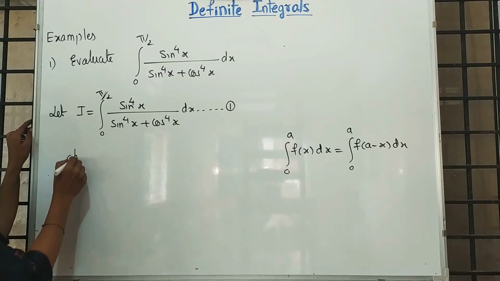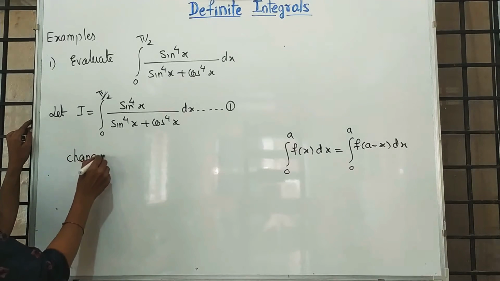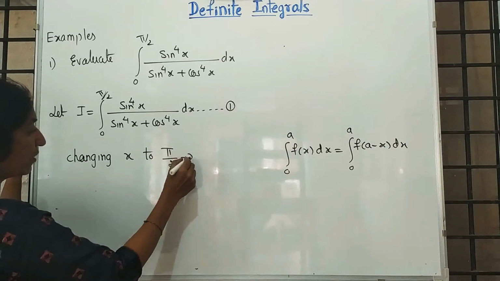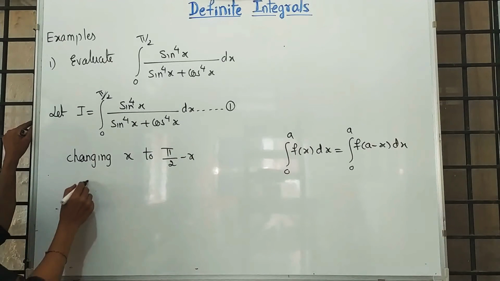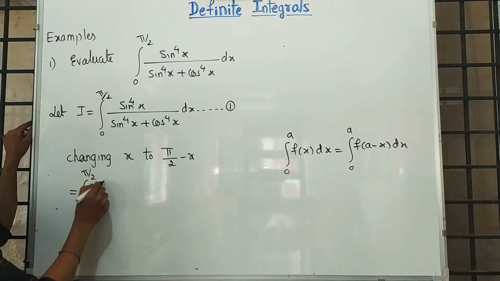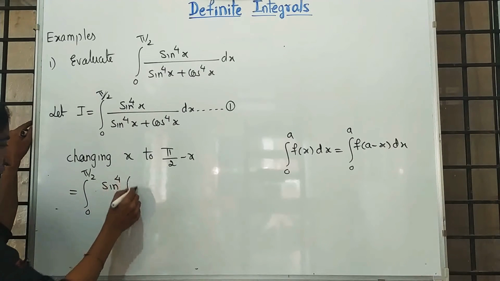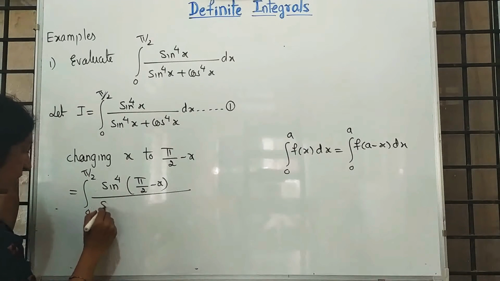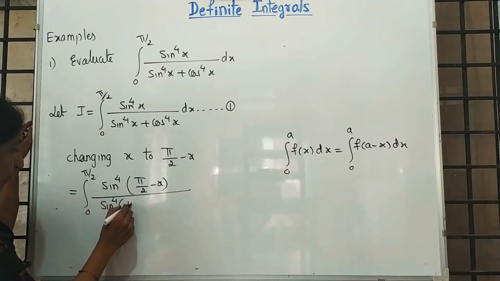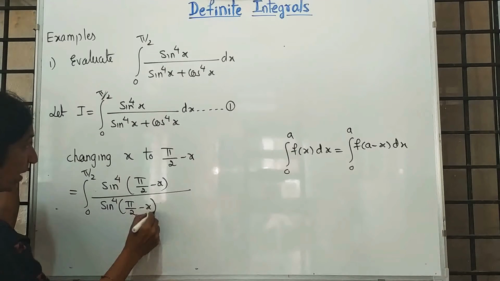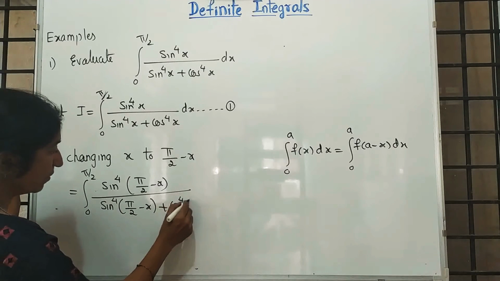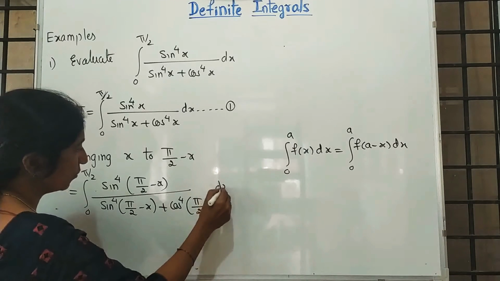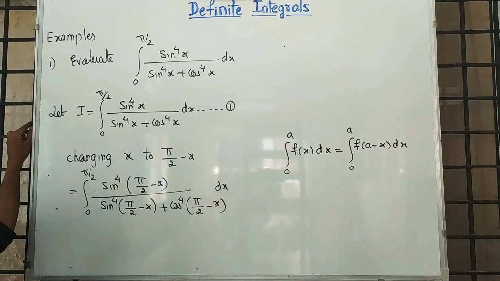Now, changing x to pi by 2 minus x. So, this is integration from 0 to pi by 2 of sin raised to 4 of pi by 2 minus x upon sin raised to 4 of pi by 2 minus x plus cos raised to 4 of pi by 2 minus x into dx. And you are familiar with allied angle.